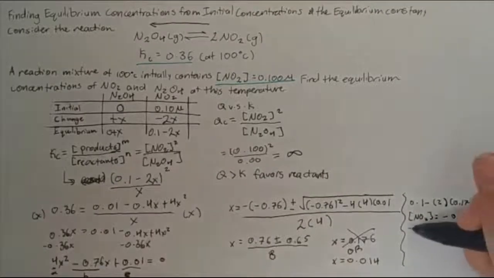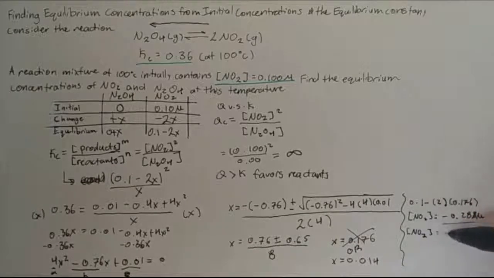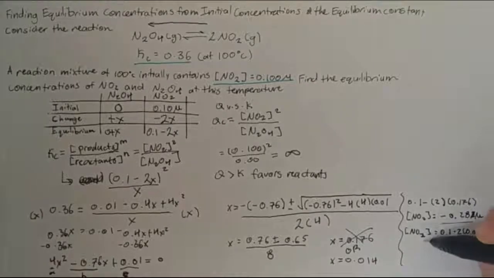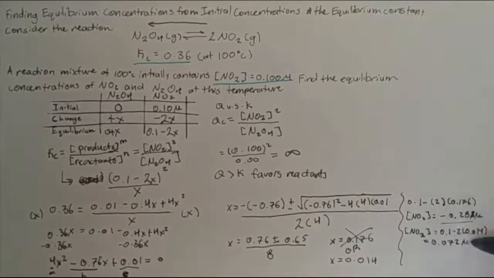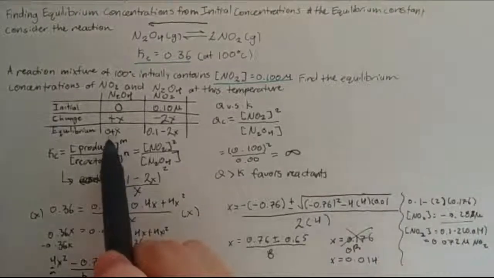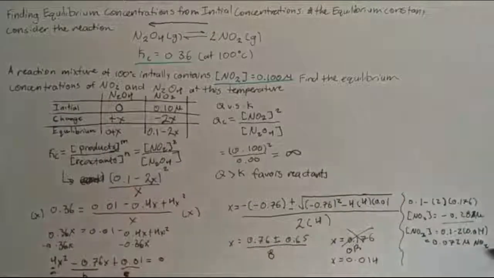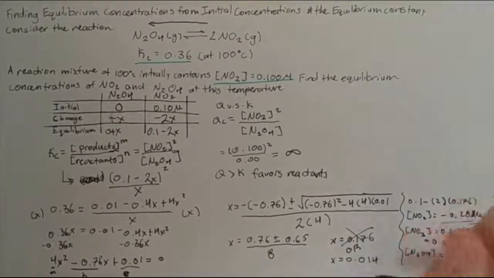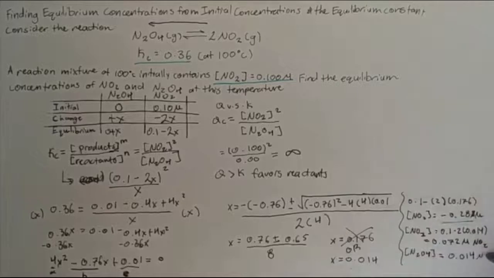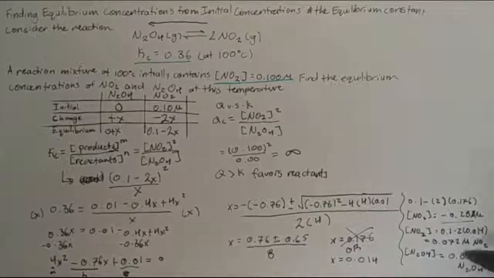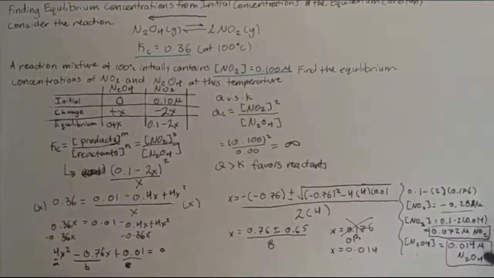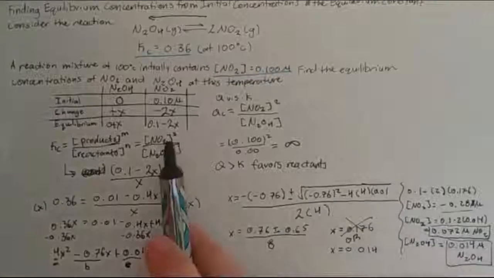So the concentration of NO2 at equilibrium is equal to 0.1 minus 2 times 0.014 to get 0.072 molarity of NO2. Then for N2O4, the equilibrium concentration is just X. So the concentration of N2O4 is just equal to 0.014 molarity. Now we have the final concentrations for NO2 and N2O4 at equilibrium.